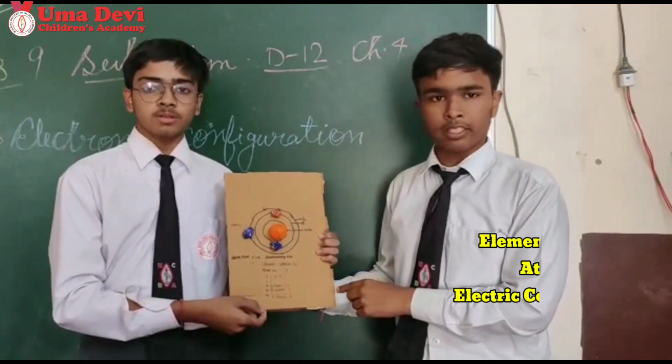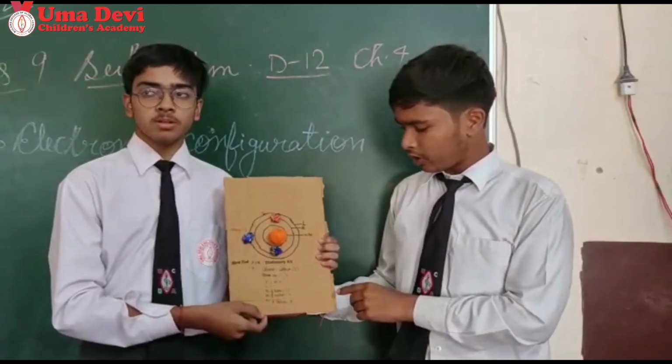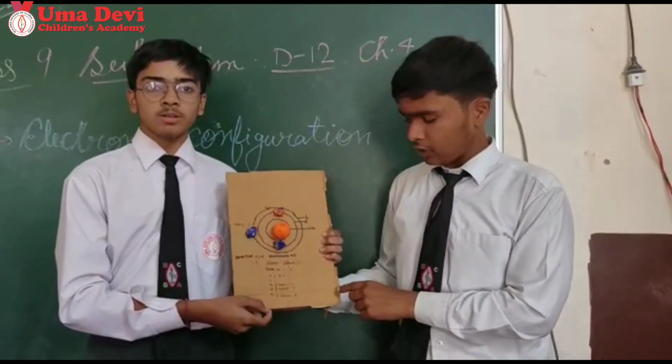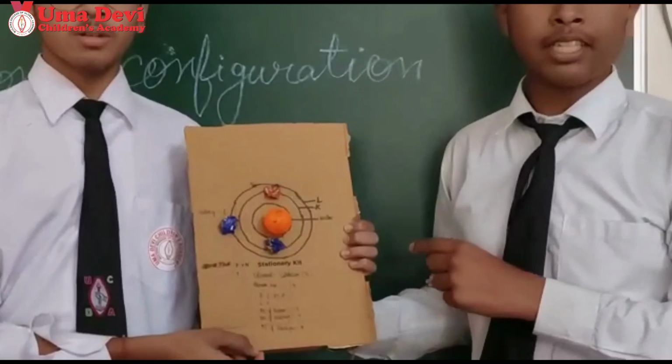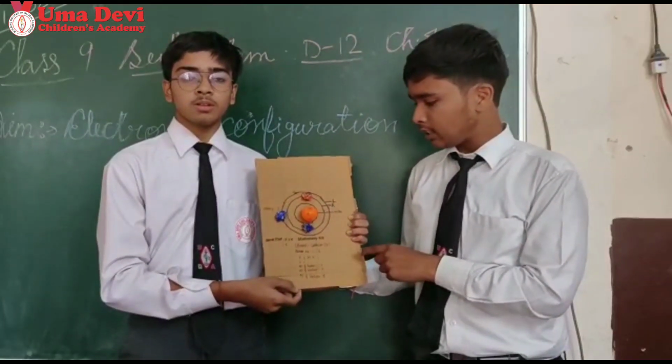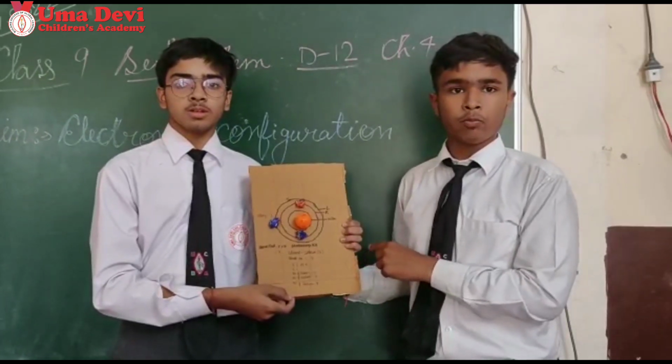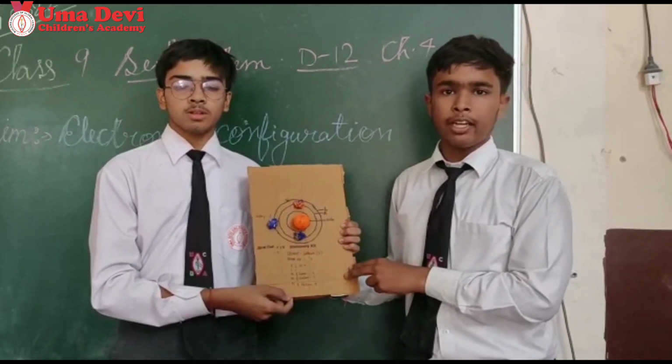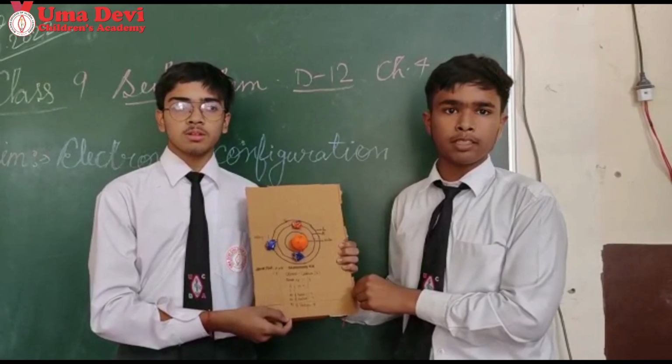Its number of protons is 3, and number of neutrons is 4. Its number of electrons is 3. So in the last shell there is 1 electron, so its valency is 1, and its atomic mass is protons plus neutrons. Protons are 3 and neutrons are 4, so its atomic mass is 7.